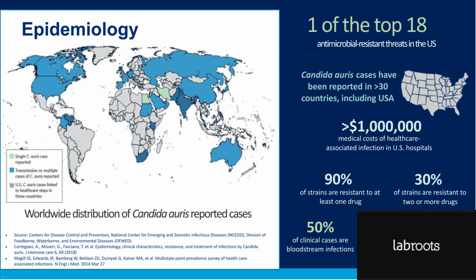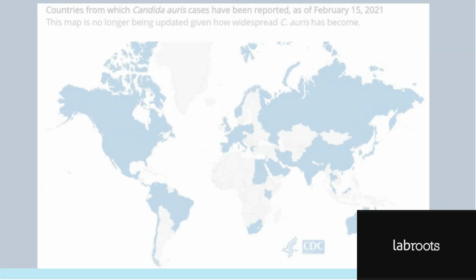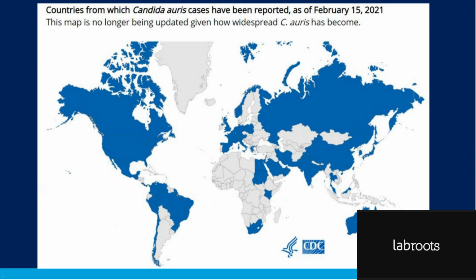Bloodstream infections are very important and very grave, and they tend to have the higher mortality associated with them. When I looked at the CDC website again just recently, this is showing again the map of the world where Candida auris has been identified, but specifically this sentence here made me really pause. This map is no longer being updated given how widespread Candida auris has become. And this was as of February 2021. So it gives you a little bit about how worrisome the situation is.